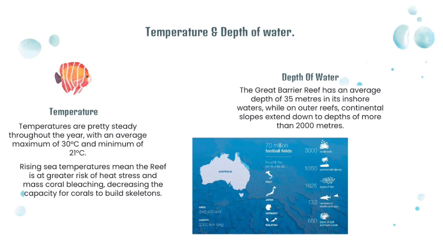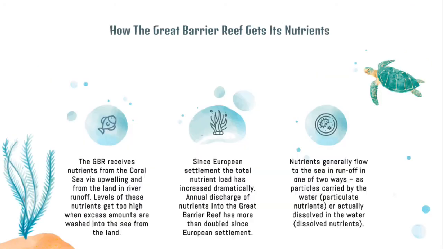Depth of water. The Great Barrier Reef has an average depth of 35 meters in its inshore waters, while on outer reefs, continental slopes extend down to depths more than 2,000 meters. How the Great Barrier Reef gets its nutrients.